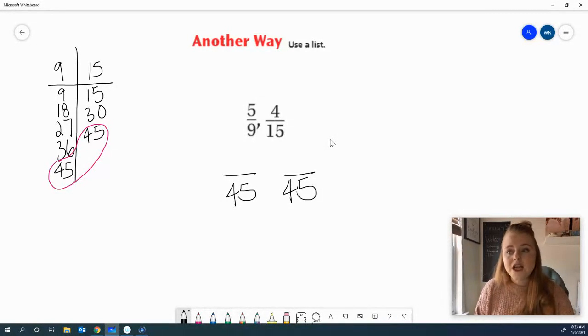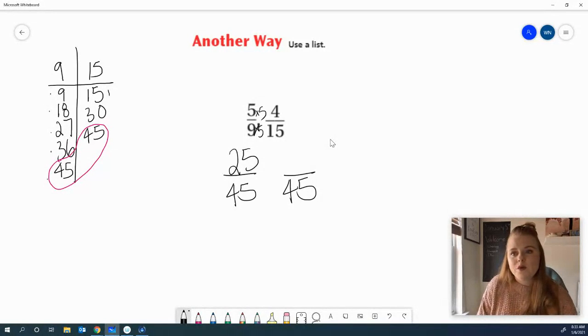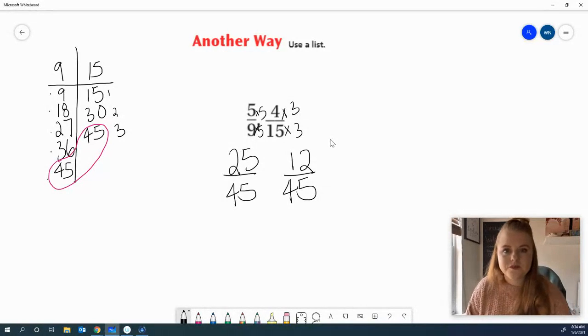So I know that I multiplied 9 times 1, 2, 3, 4, 5 to get to 45. And if I multiply the denominator by it, you have to multiply the numerator by the exact same number. And 5 times 5 is 25. 15 I multiplied by 1, 2, 3, much smaller than 9. And if I multiply the denominator by it, I'm going to multiply the numerator by 3. So that gets me 12/45.